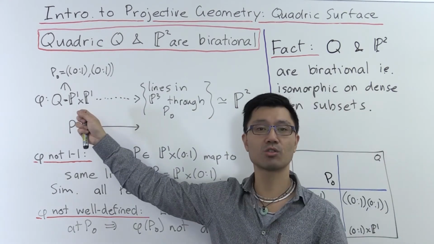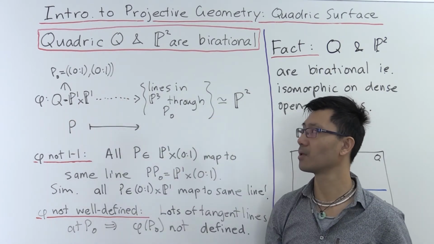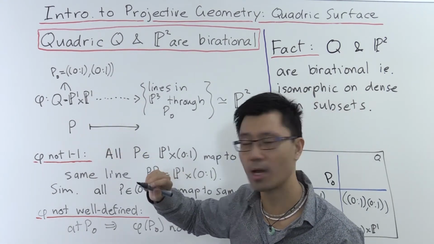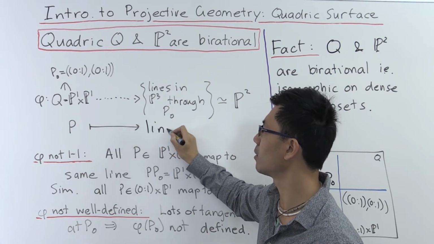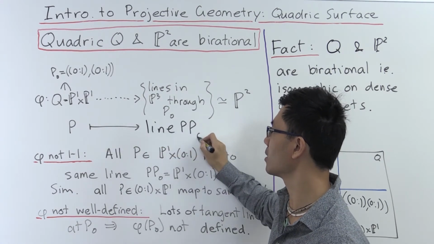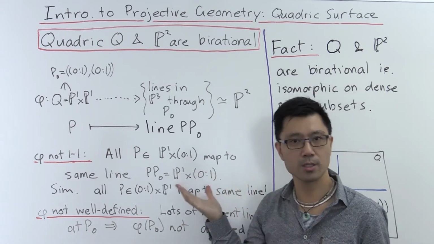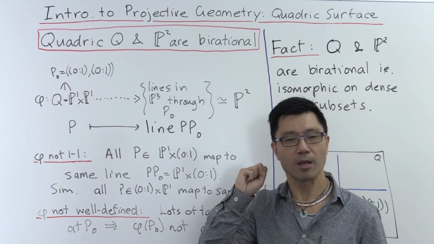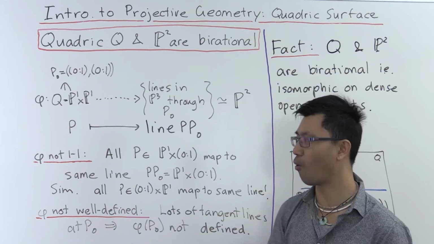So now we want to construct a map from our quadric surface to this set here. And it's quite easy to do that. Okay, we can use the same formula that we had before. We just map a point P to the line P, P0. Okay, so everything looks like it works just as in that one-dimensional situation. But let me show you two problems that arise which didn't arise before.